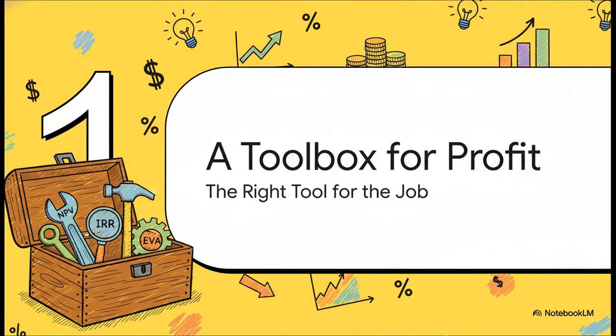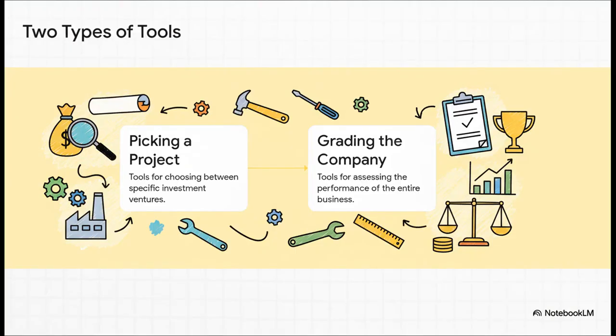And this is exactly where our toolbox comes into play. I mean, think about it. A mechanic wouldn't use a wrench to hammer in a nail, right? It's the same idea here. A financial analyst needs different tools for different questions. We're about to pop open this toolbox and see what's actually inside. So our toolbox is basically organized into two main trays. In the first tray, we've got all the tools for picking specific projects, like trying to choose between our Project A and Project B. And then in the second tray, we've got tools for grading the overall financial health of the whole company. Let's start by opening up that first tray.